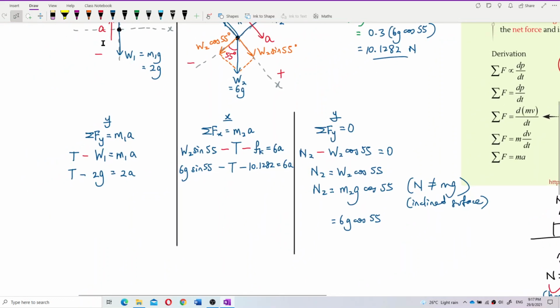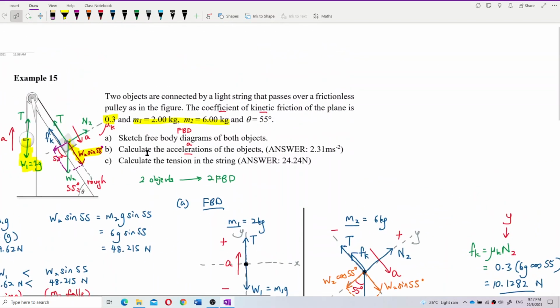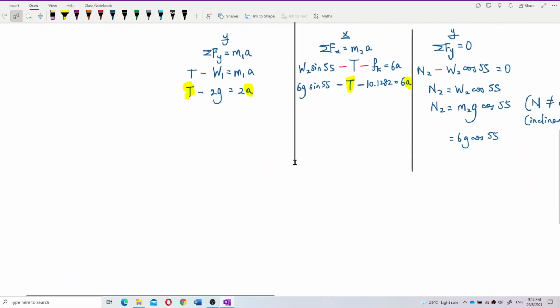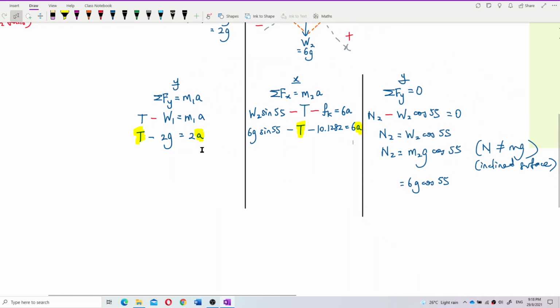Now here we have another two unknowns, tension and acceleration. Once we solve these two equations, we can find the tension and acceleration for our objects. We got the acceleration and tension for both answers B and C. Let's calculate now. I need to rearrange. I think I need to solve this first, to make it easier.